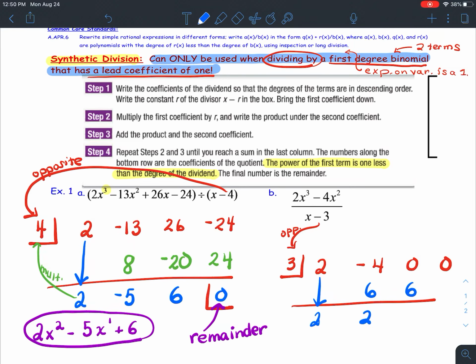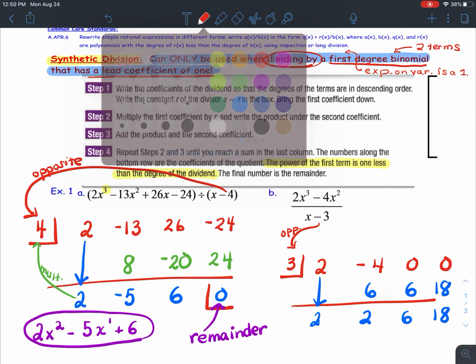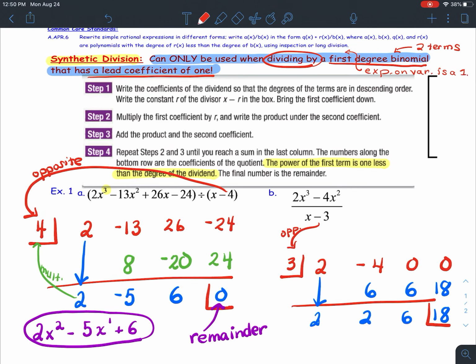We take that number that's below the line, we multiply that by 3, which we get a 6 again. We combine 0 and 6 to get 6. We multiply 6 times 3, we get 18. We combine 0 and 18 to get 18, and then we box off that last value there. That is representing our remainder.